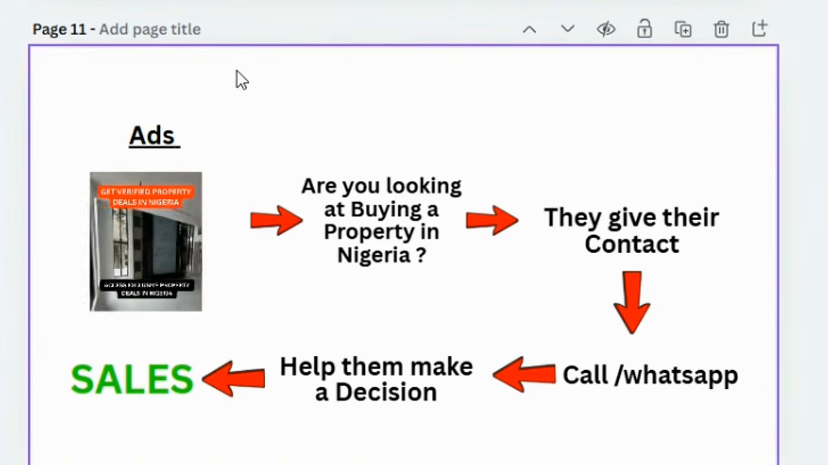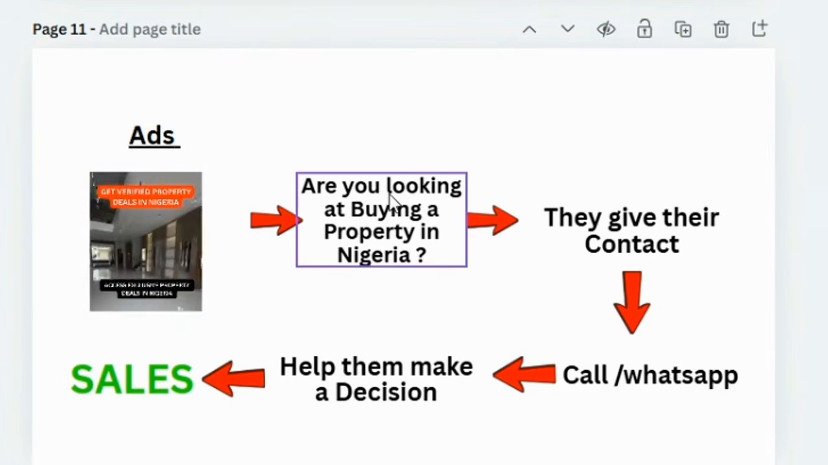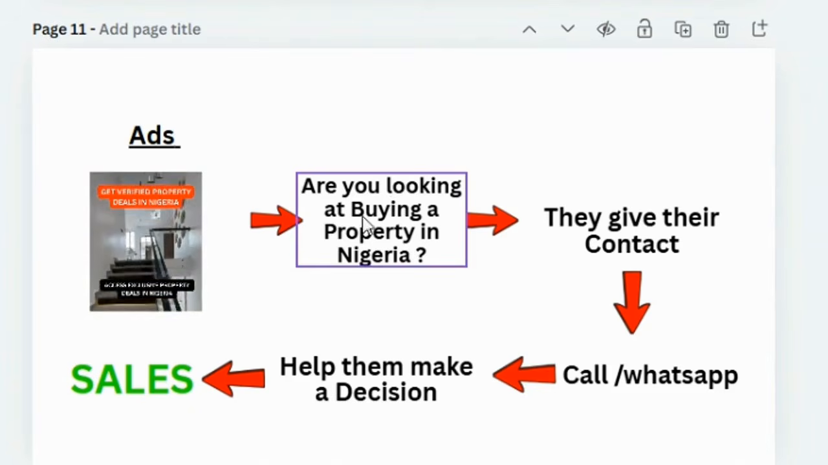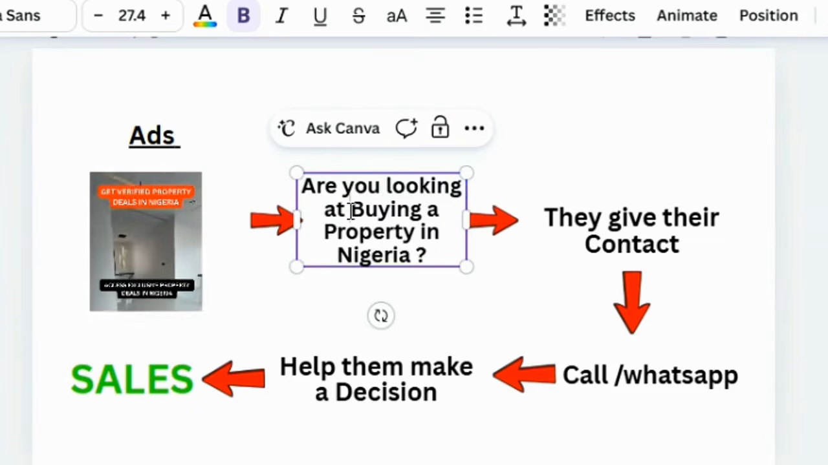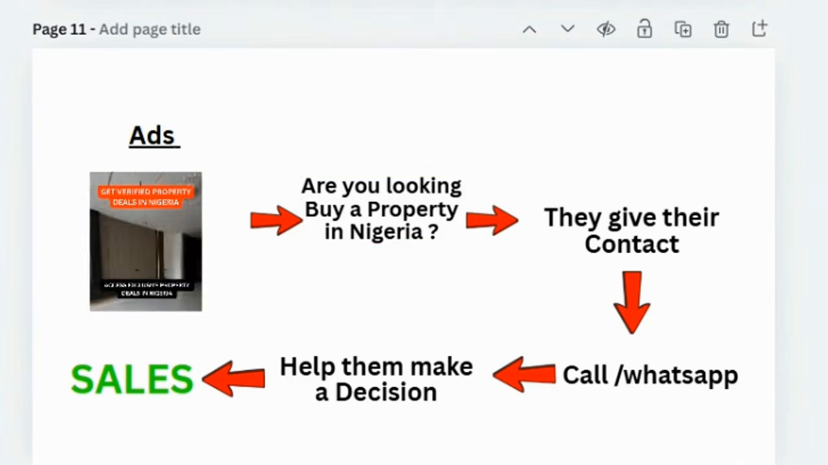Now, when they see the ads, there is a form that they are going to fill to help me qualify them first, which is to indicate if they actually want to buy a property in Nigeria. So the question is, are you looking to buy a property in Nigeria? They have to answer yes or no.